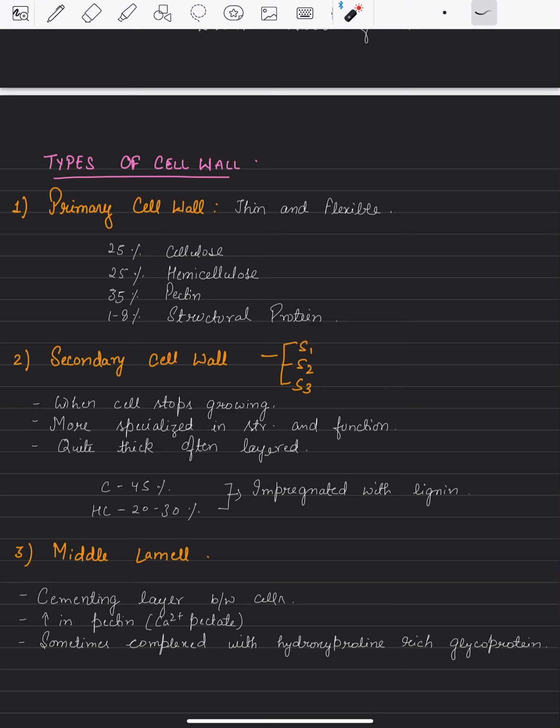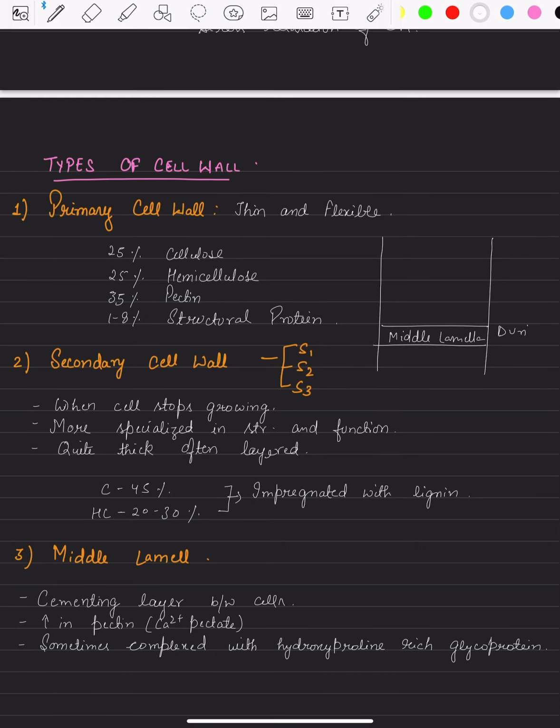So this much about the cell wall. One more thing, let me tell you about the layers of the cell wall and how they are deposited during the origin, growth and differentiation of the cell wall. What basically happens is, the middle lamella is formed during cell division. This is the middle lamella, and this is formed during cell division.